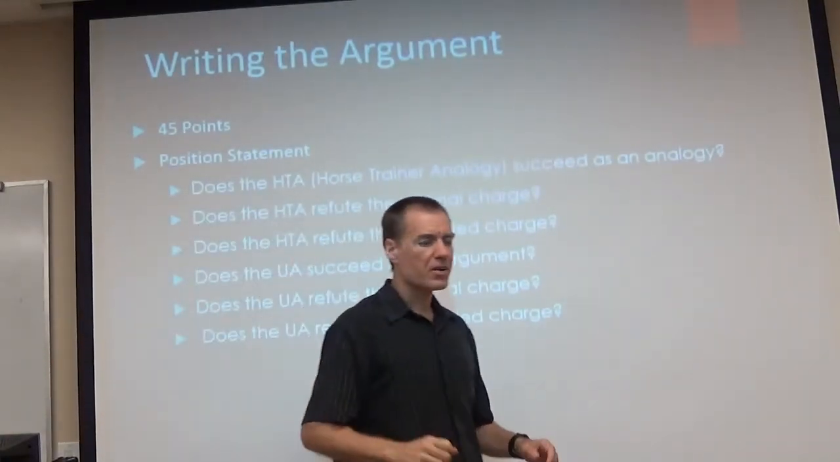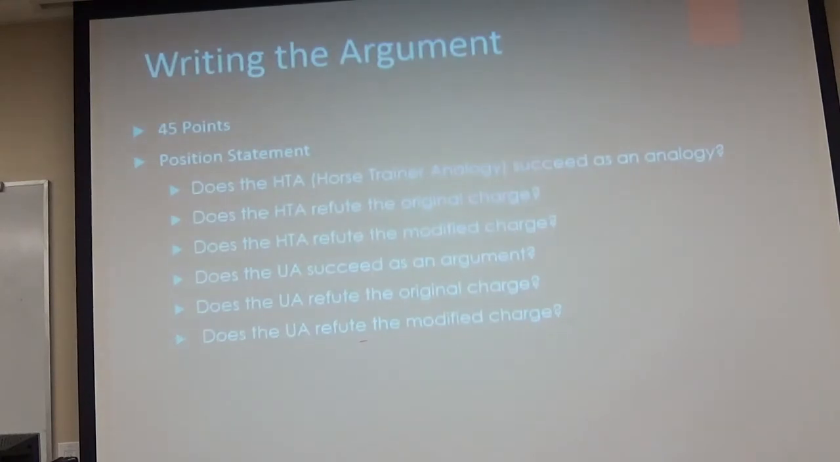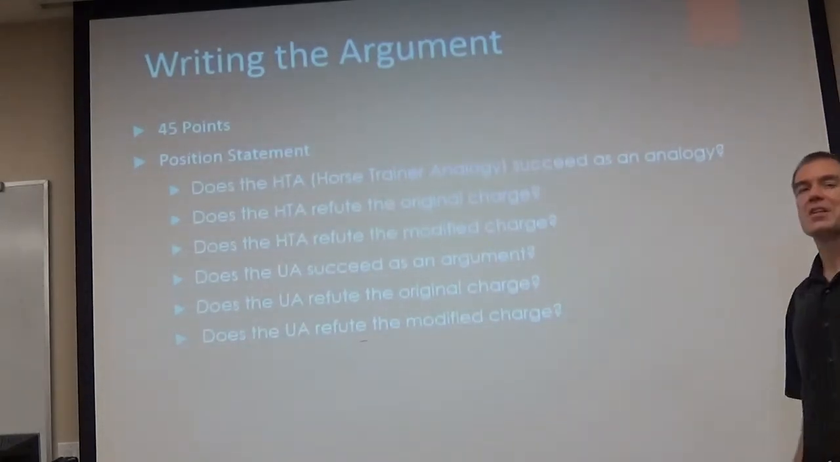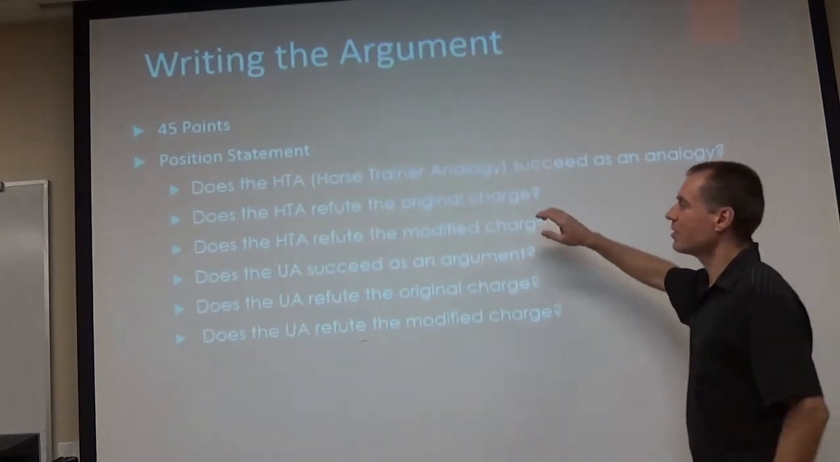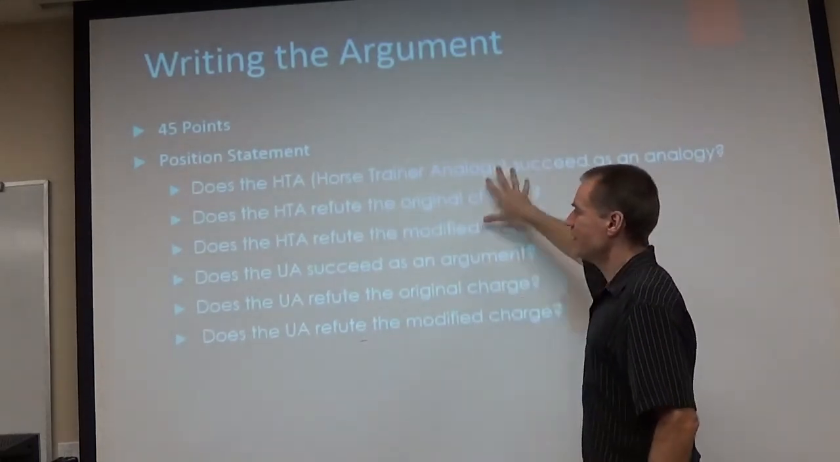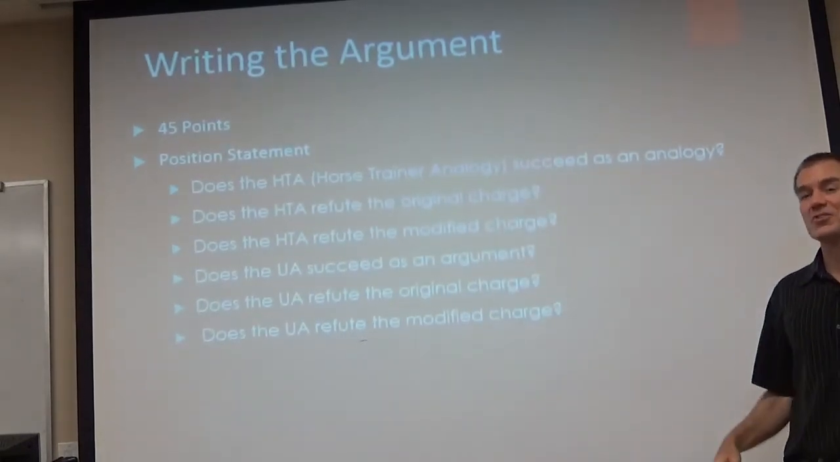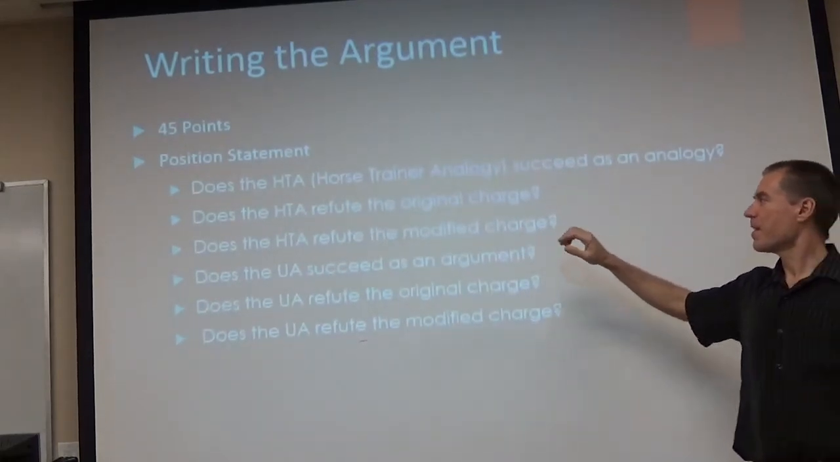Now, the argument section is also worth 45 points. The beginning looks like a lot of stuff, but the first thing to do is actually pretty straightforward. You clearly state your position. And there are 6 issues, which seems like a whole bunch, but as we'll see, you can actually do this in a couple of sentences.